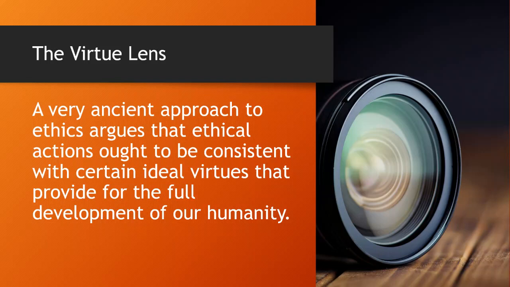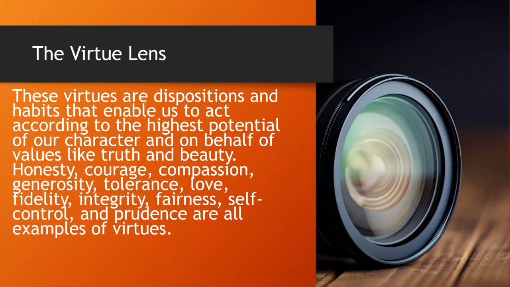Moving forward, we are an hour into this, and we're not too far off. We're on to the last one that I want to present, which is the virtue lens. A very ancient approach to ethics argues that ethical actions ought to be consistent with certain ideal virtues that provide for the full development of our humanity. And it's open-ended what those virtues actually are, but it is a lens that some people look through. These virtues are dispositions and habits that enable us to act according to the highest potential of our character and on behalf of values like truth and beauty, honesty, courage, compassion, generosity, tolerance, love, fidelity, integrity, fairness, self-control, and prudence, which are all examples of these virtues.